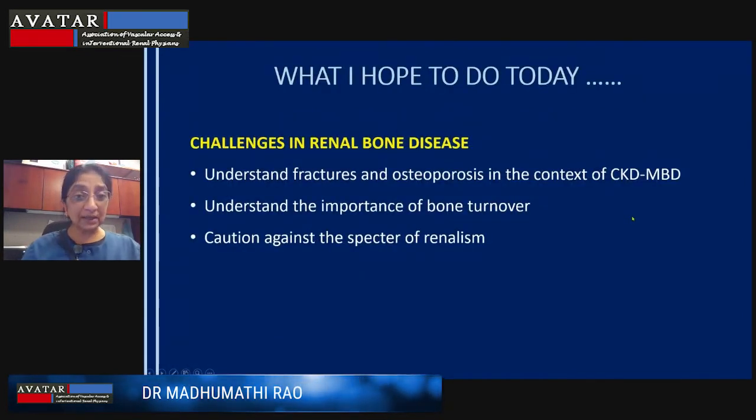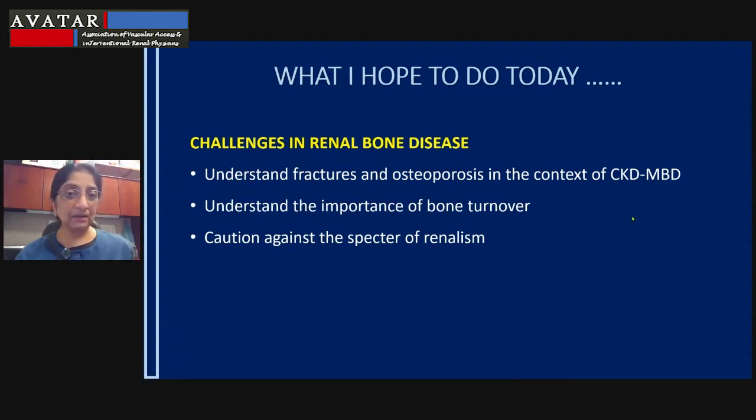What I hope to do today is outline some of the challenges that we still face in renal bone disease and talk about this in three major themes. The first is to understand fractures and osteoporosis in the context of CKD MBD. The second is to understand the importance of bone turnover and why we should understand it in the context of patient care. And the third is to try and caution my fellow nephrologists against the specter of renalism.